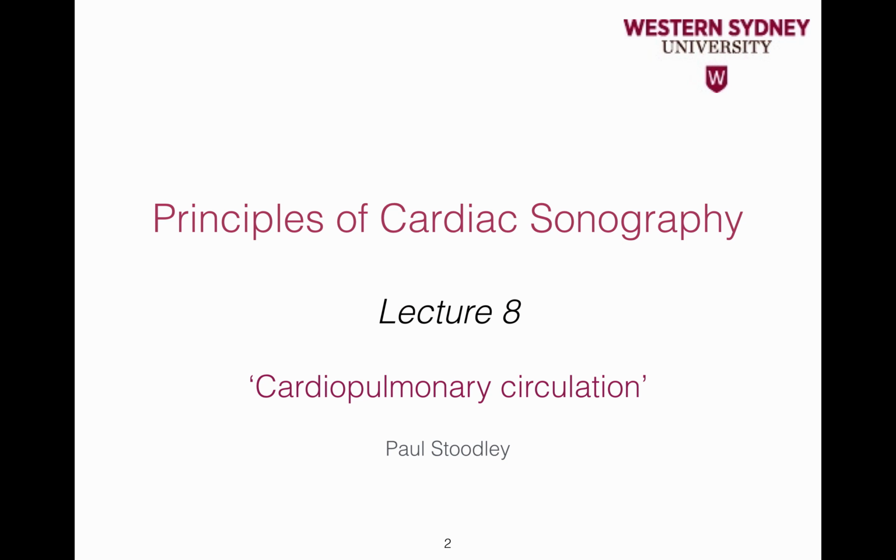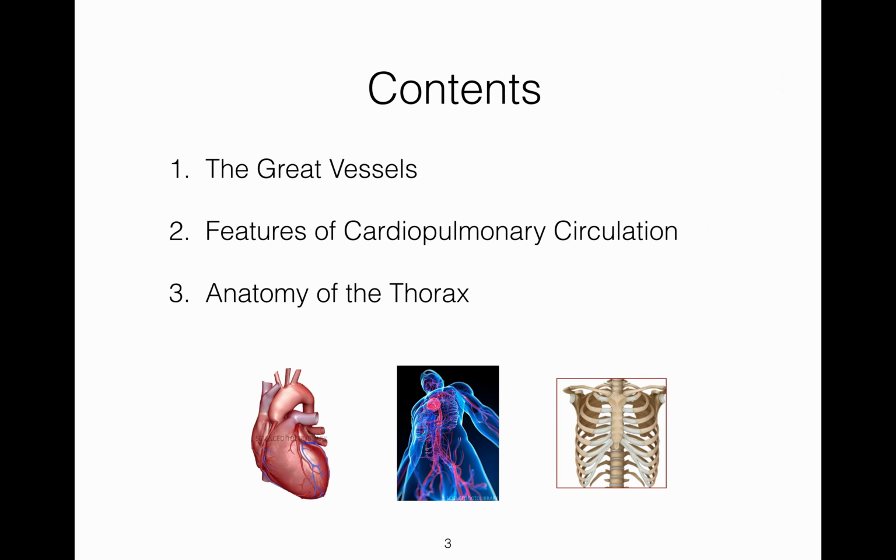Lecture 8 in the Principles of Cardiac Sonography 1 unit is entitled Cardiopulmonary Circulation. The contents of the lecture are: 1. The great vessels, 2. Features of cardiopulmonary circulation, and 3. Anatomy of the thorax.